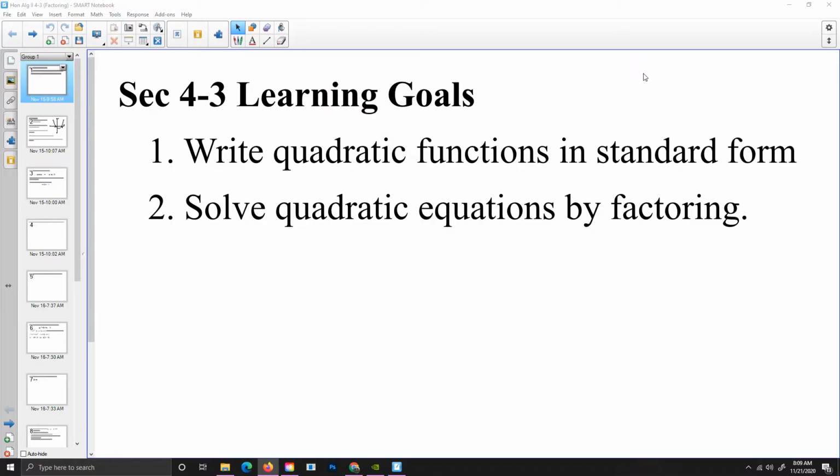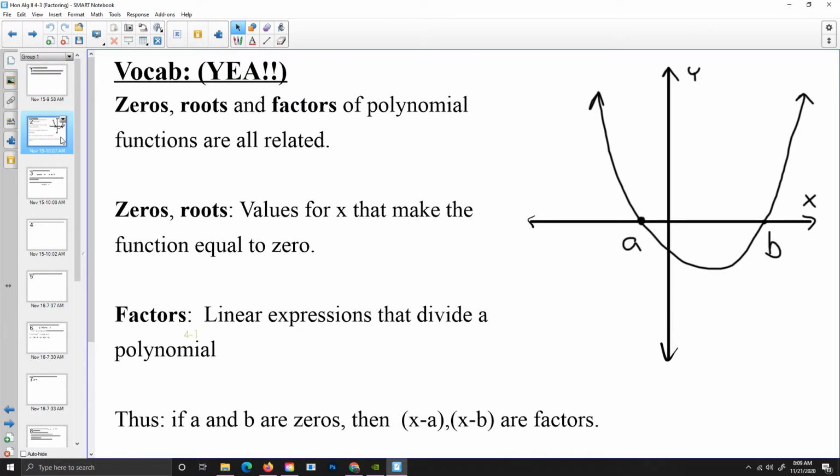Here are the learning goals. Today we are going to write quadratic functions in standard form, and we're going to solve some quadratic equations by factoring. So first we need to start with some vocab. Oh yeah, everybody loves vocab.